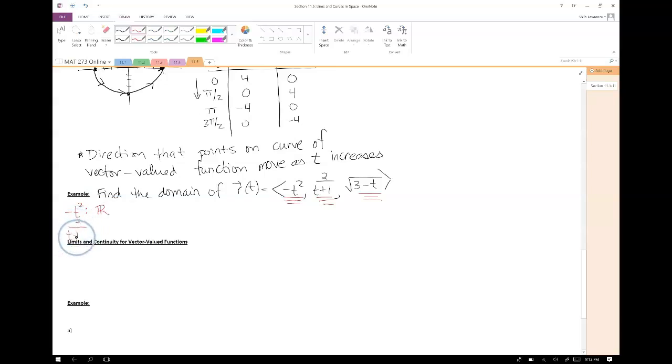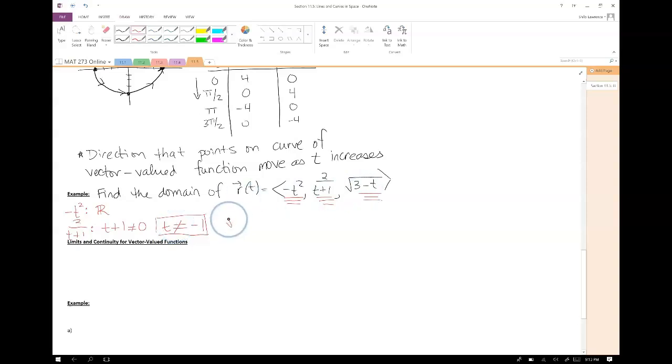2 over t plus 1 is a rational function, and since we have a variable in our denominator, we need to make sure that the denominator never equals 0 because we are not allowed to divide by 0. So if we set up that equation, t plus 1 equals 0, and solve it, we see that t cannot equal negative 1. So that's something we need to keep in mind. That's not our final answer, but I'm boxing it because we need to remember it for the end.